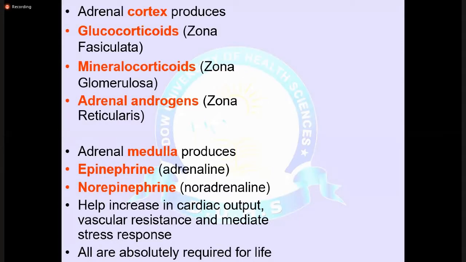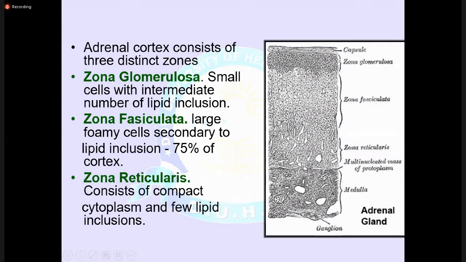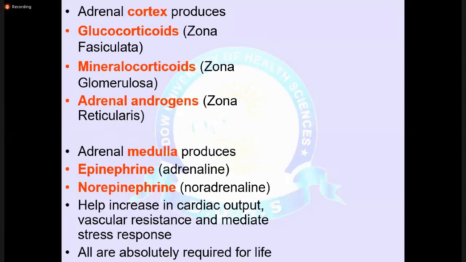Then, this adrenal gland has two parts: the outer part, which is known as the cortex, and the inner part, the medulla. The cortex is divided into the three zones: glomerulosa, fasciculata, and reticularis. The medulla has a microscopic appearance of pods of cells. The medulla produces epinephrine and norepinephrine, which help in the cardiac output, that is, maintaining the blood pressure and the vascular resistance. So these are the hormones that are secreted by the adrenals.